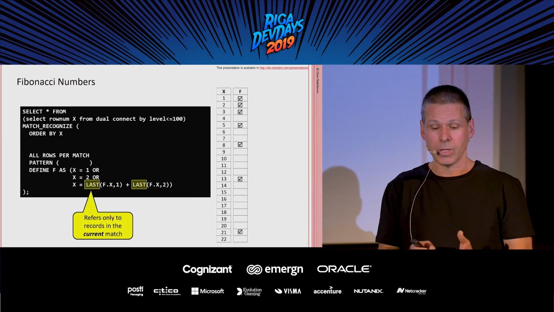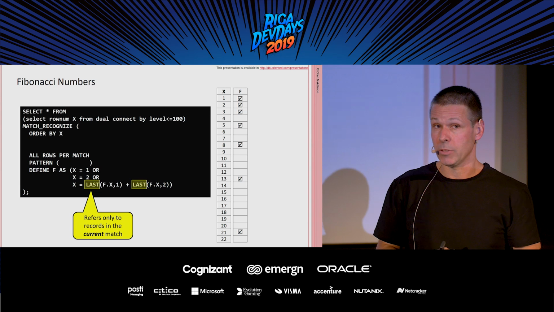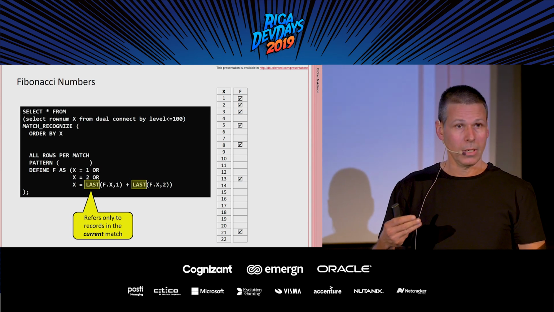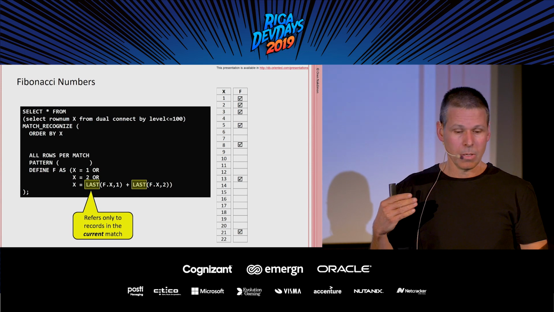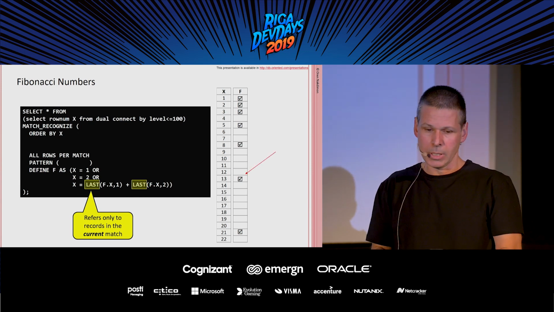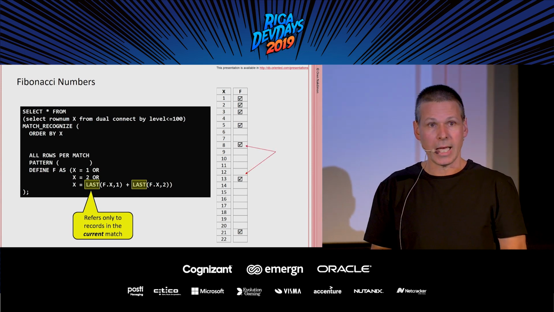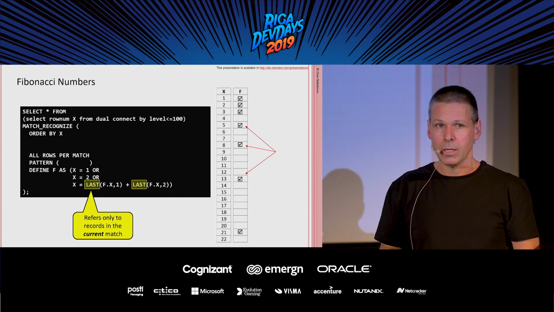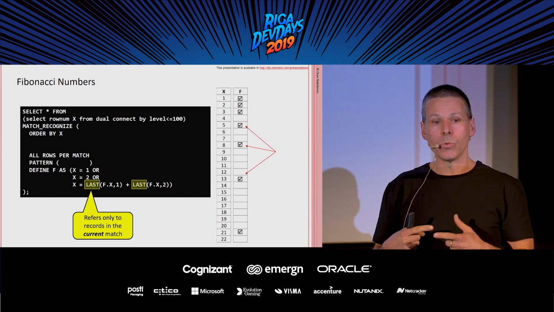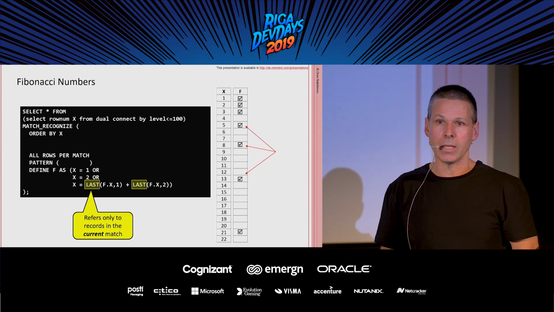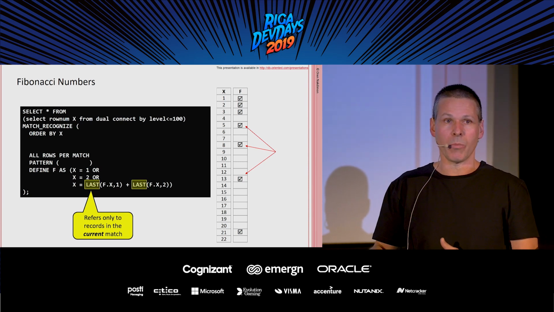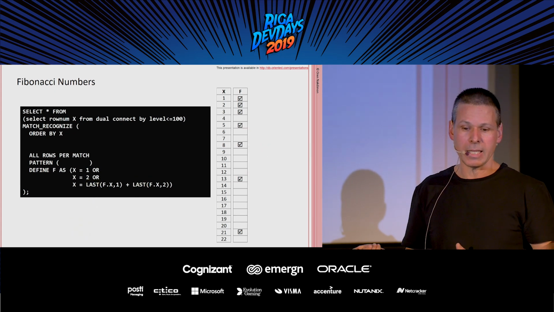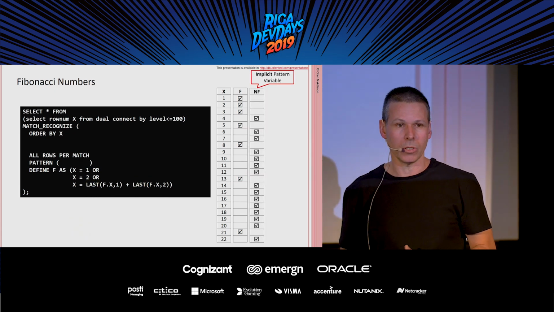Last refers only to records in the current match. And the match is a consecutive sequence of records. So if we want 13 to be in the same match as 8 and 5, it means that all the records in between must be in the same match as well. But they are not F, right? They have to be something else. Let's say NF, not Fibonacci.